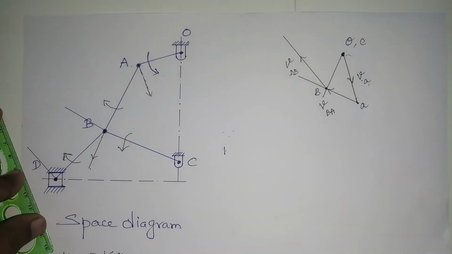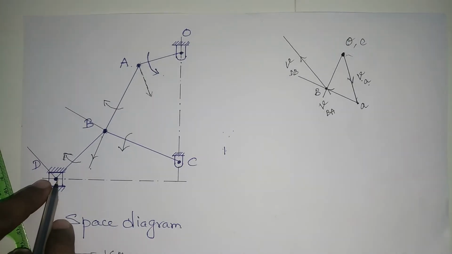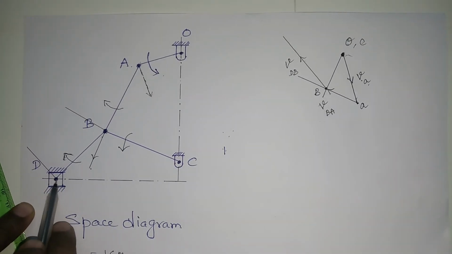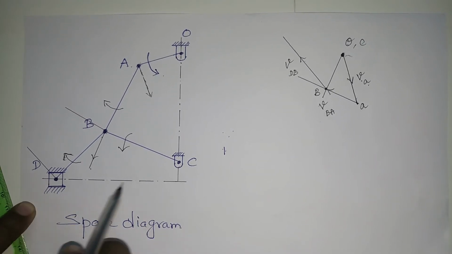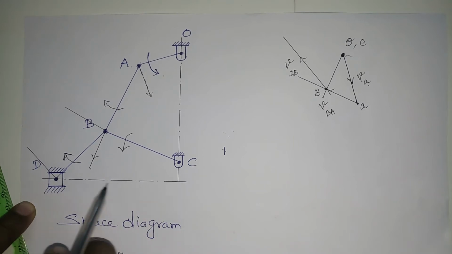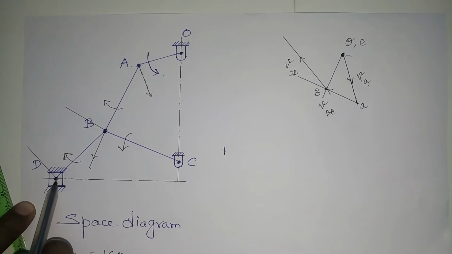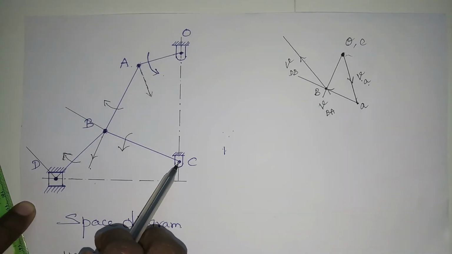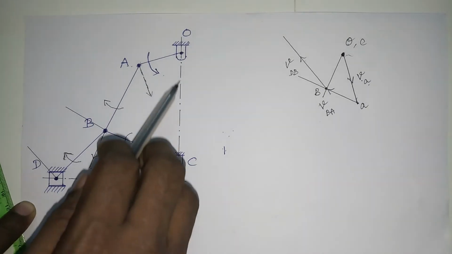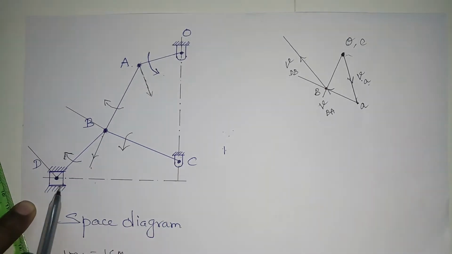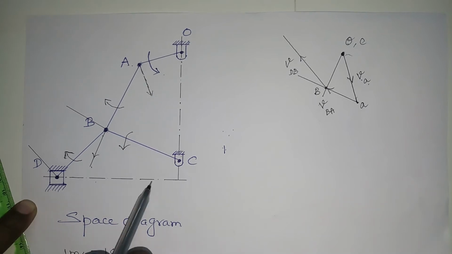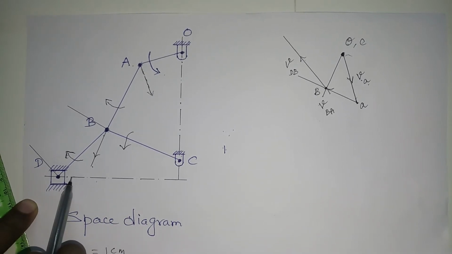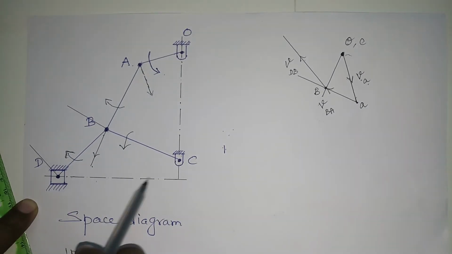Next, you take the slider. I told you in the beginning itself, the slider position will not change. It will always move in the horizontal direction with respect to this axis. With respect to this horizontal axis, this slider will move in this direction. This movement will depend on the fixed points O and C. With respect to O and C, the slider will move horizontally. It cannot change its position. So we have to represent the velocity of D slider with respect to O and C in a horizontal way.